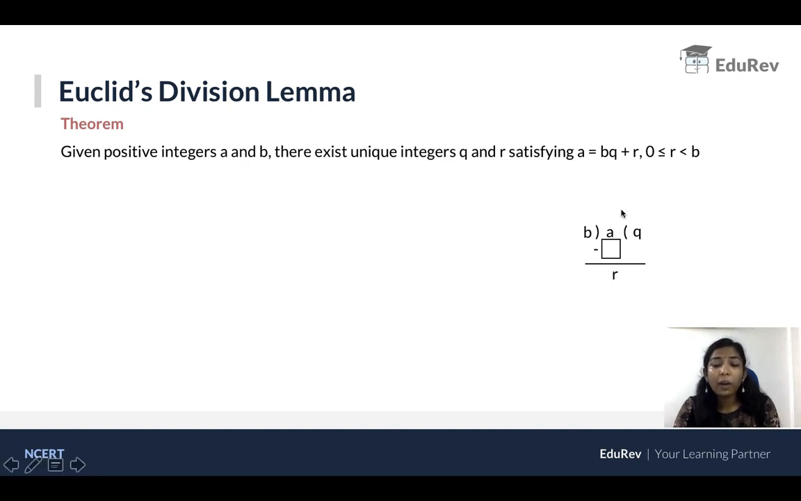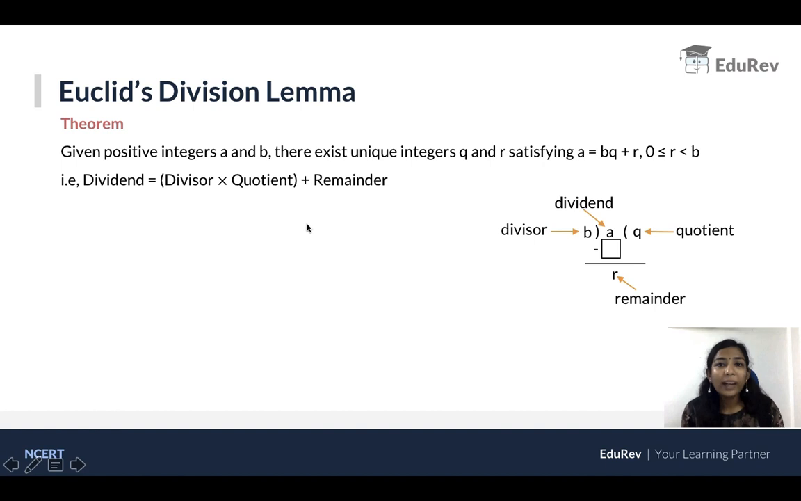So A is the dividend, B is the divisor, Q is the quotient, and R is the remainder. What is the formula that you have studied during long division? Dividend is equal to divisor into quotient plus remainder. That is exactly what we have got, right? A is equal to B into Q plus R. So one can conclude that Euclid's division lemma is nothing but the formula: dividend is equal to divisor into quotient plus remainder.